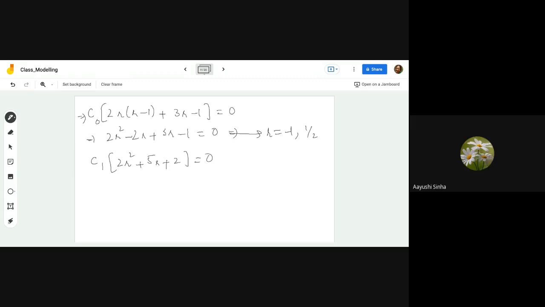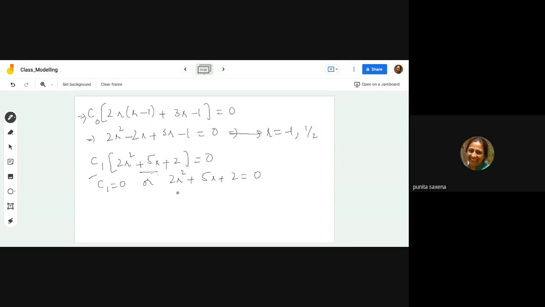Yes, ma'am. Right. Now again, we have no condition on C1. We don't know whether C1 is 0 or not. But definitely we have now got a product of two terms equal to 0. So one thing is very clear: that means either C1 is 0 or 2r square plus 5r plus 2 is 0.